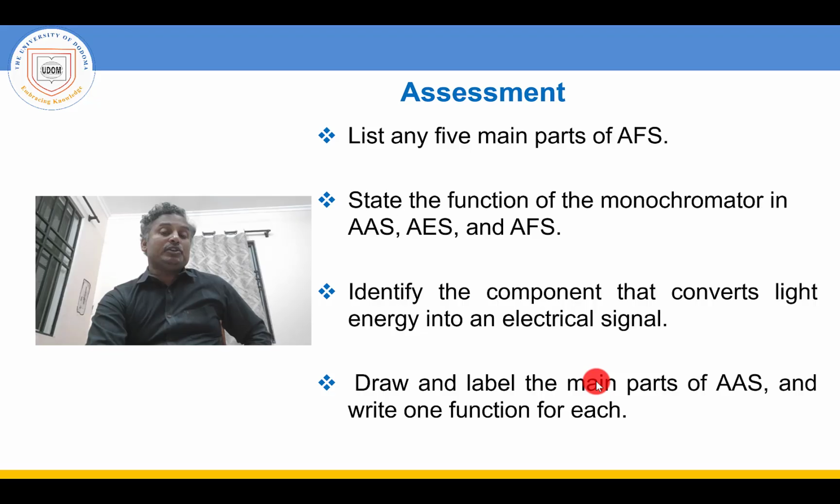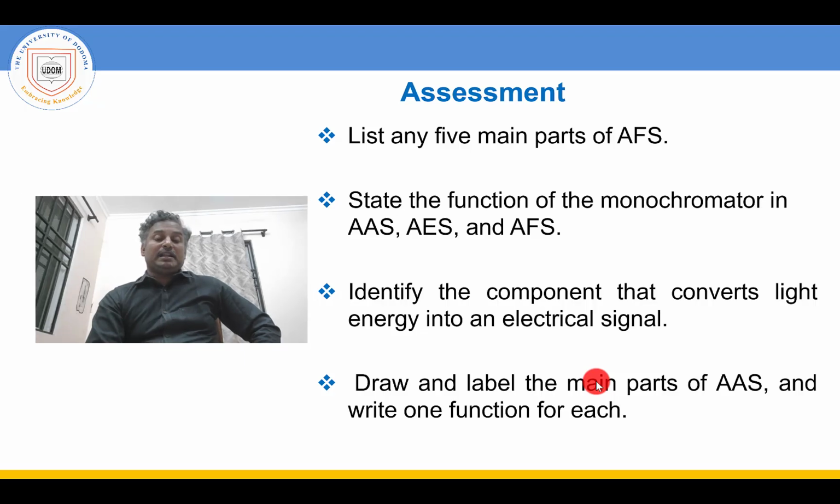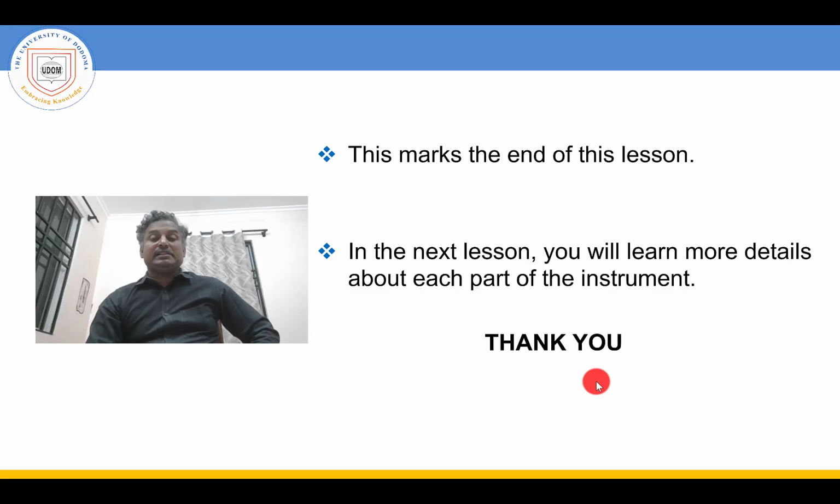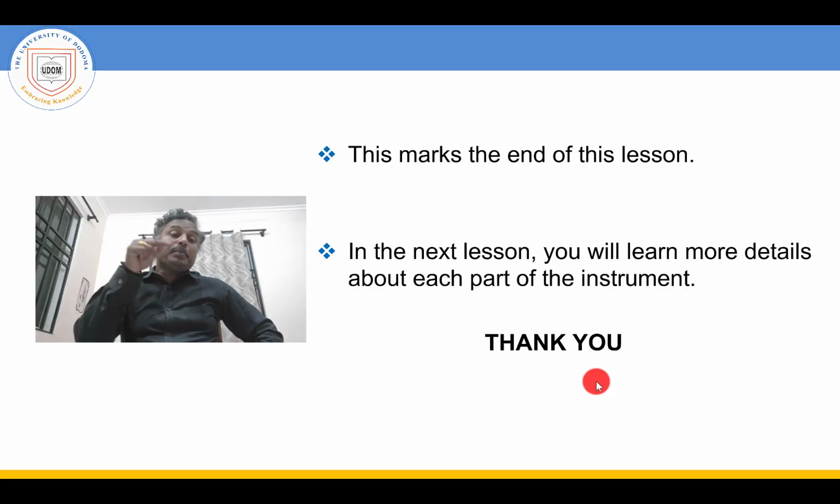I'm giving you certain questions based on the concepts which I taught you now. List any five main parts of atomic fluorescence spectrometer. State the function of monochromator in these instruments. Identify the component that converts light energy into electrical signal. Draw and label the main parts of AAS and write one function of each. This marks the end of this lesson. In the next lesson, you will learn more details about each part of the instrument.